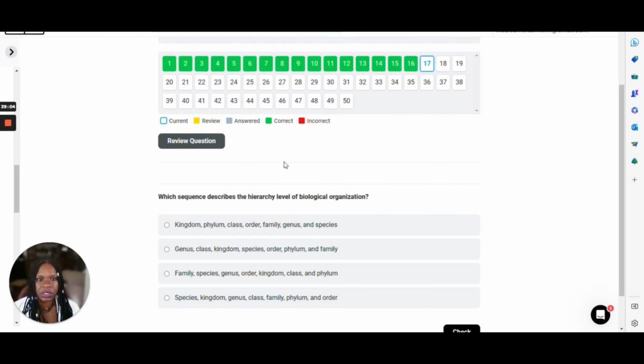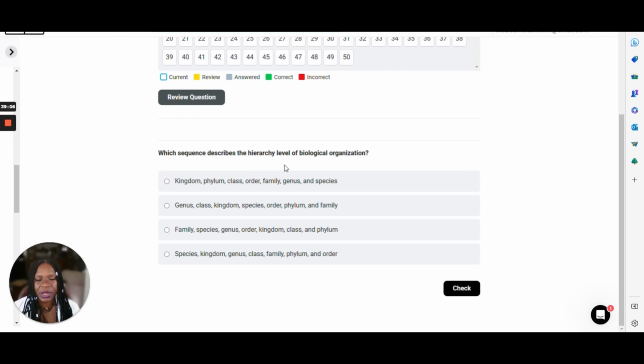All right, question number 17. Which sequence describes the hierarchy level of biological organization? Is it the phylum, kingdom, class, order, family, genus, and species? Genus, class, kingdom, species, order, phylum, and family? Or is it family, species, genus, order, kingdom, class, and phylum? Or is it species, kingdom, genus, class, family, phylum, and order?